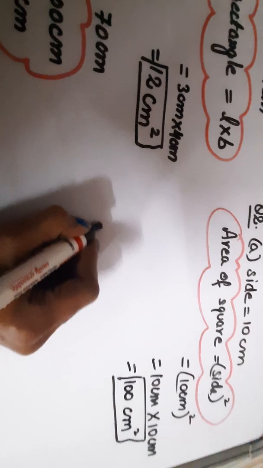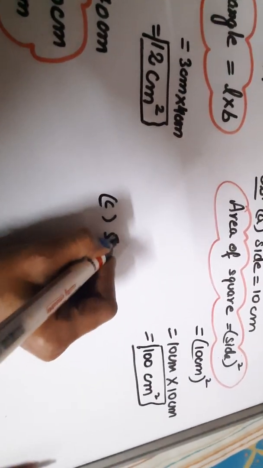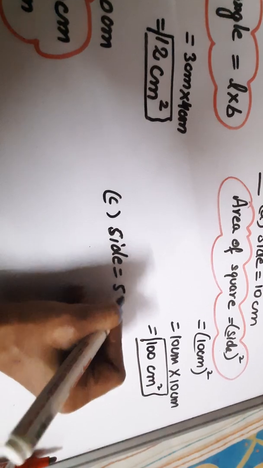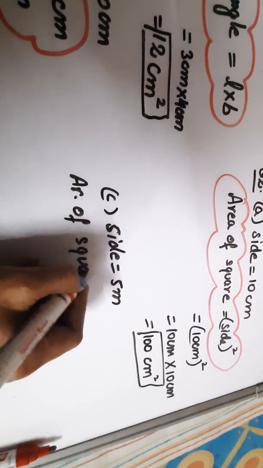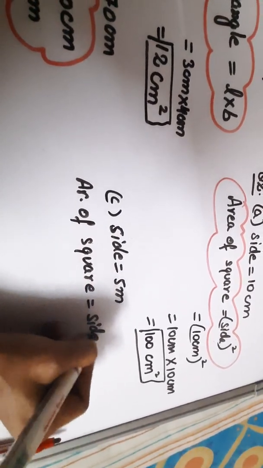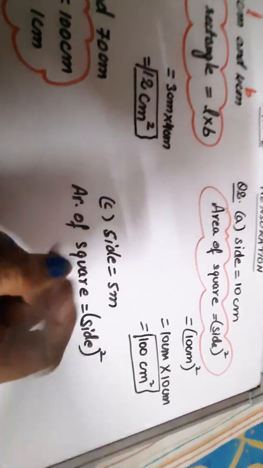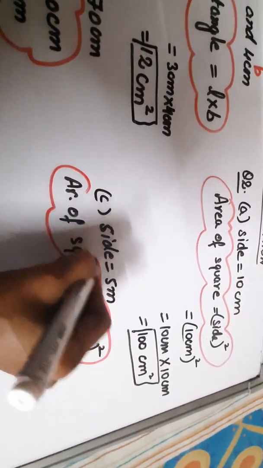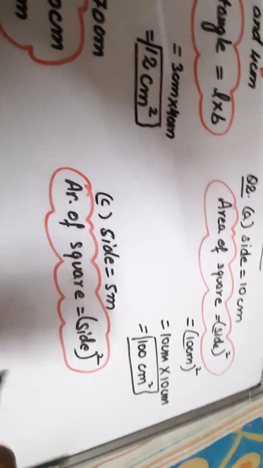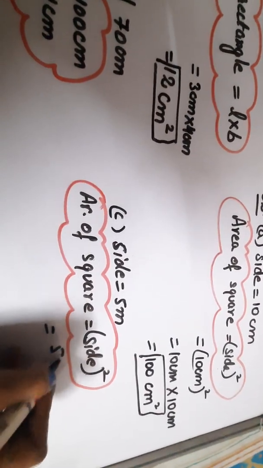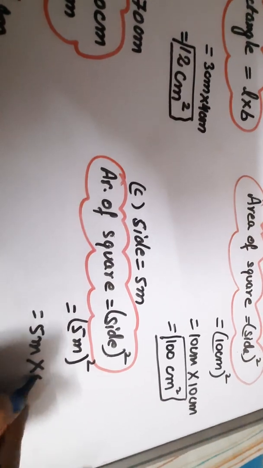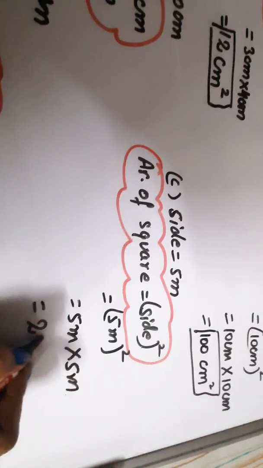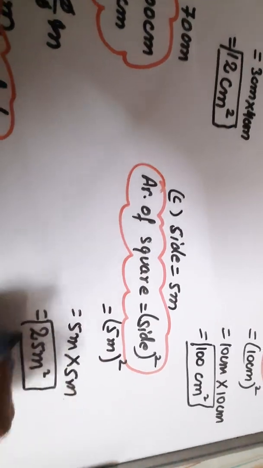Now similarly, let us do the C part, that is 5 meter. Side is given to us as 5 meter. So again we will write area of square is equal to side square. So let us put the value. First let us enclose it in a cloud to make the work very beautiful. And the side is 5 meters, so let us put it, and square. So 5 meter square means 5 meter must be multiplied by itself 2 times. So 5 5s are 25 meter square is the answer.